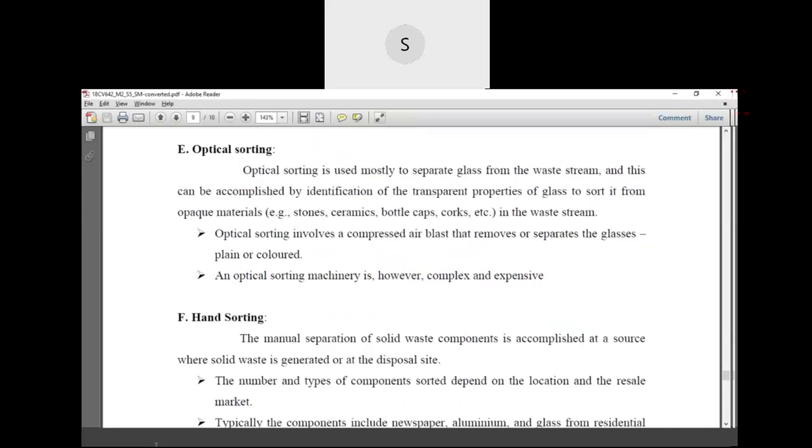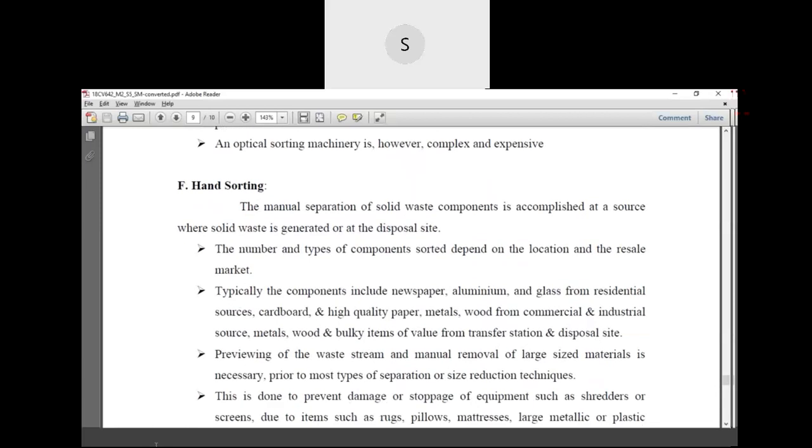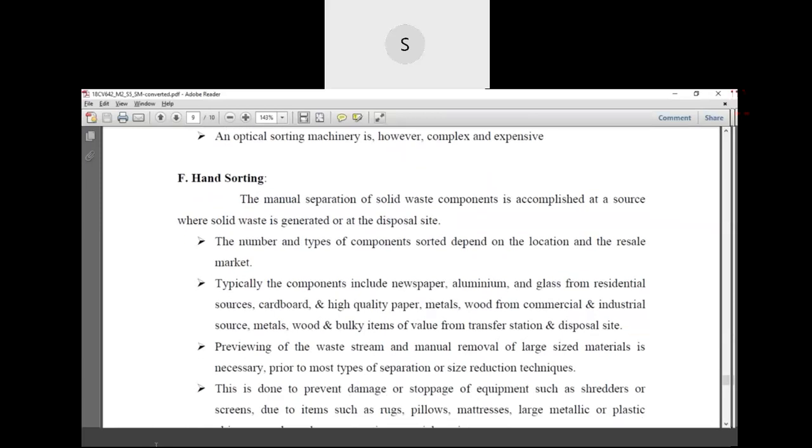The next one is hand sorting. Manual separation of solid waste components is accomplished at the source. This kind of solid waste is sorted out, and the generated waste is collected and finally disposed of at the disposal site.